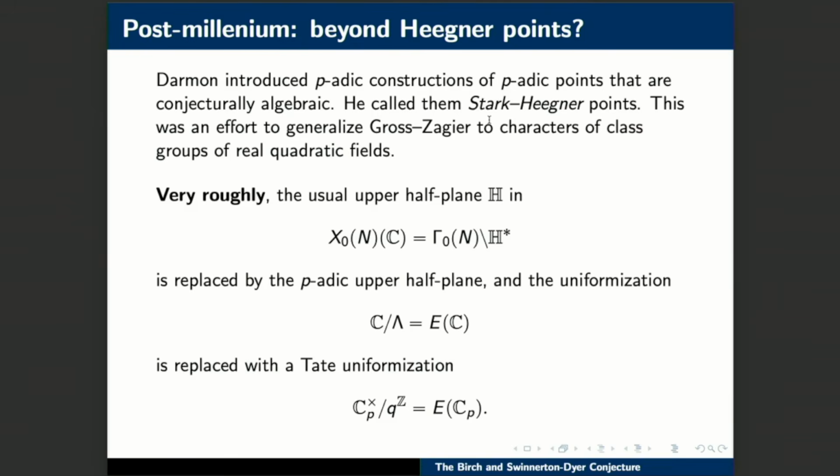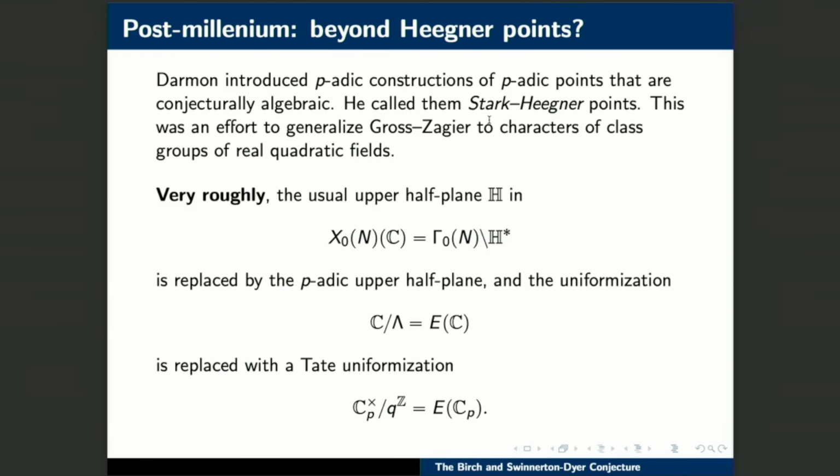So you take the complex uniformization of the modular curve, and in the simplest case you replace the upper half plane with the p-adic upper half plane. So there's a p-adic analog of this, a p-adic analytic space. And you replace the usual complex uniformization of the elliptic curve as a torus with perhaps its Tate uniformization. So this only happens in a very special case. In fact, it will only happen for maybe finitely many primes for any given elliptic curve.